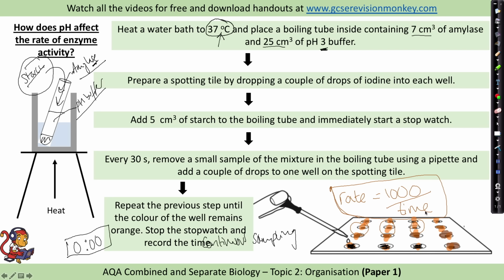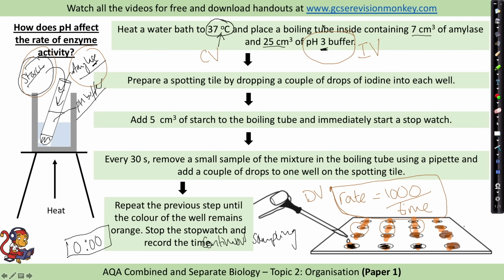So that will give us a time it takes for the enzyme amylase to break down starch, keeping the temperature constant, that's a control variable, and we've used one of our buffers, our pH 3 buffer. Now this is our independent variable that we are going to change, and our rate is our dependent variable.